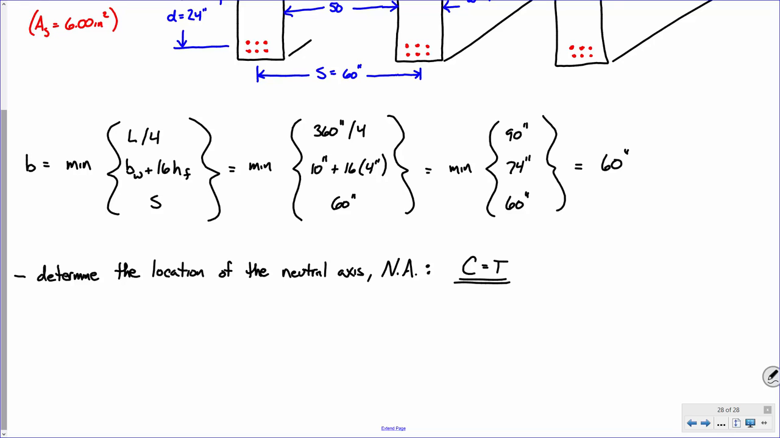Okay. First off, let's keep it simple, okay? What is our tensile force? AsFy. What is our compressive force? Well, we don't know that yet because the geometry is a little funky, right? Now, this is what I'm going to do. I'm going to say that my compressive force is 0.85 f'c times the area in compression. Whatever area is in compression. And I'm going to say that that equals AsFy.